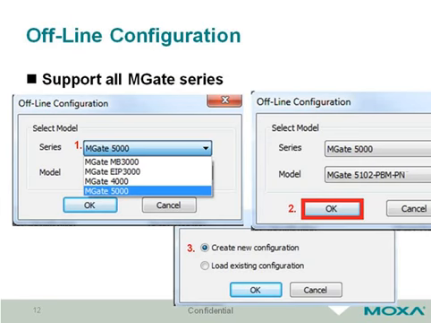Under offline configuration, the user needs to select the model he would like to configure and click OK. Users can choose Create New Configuration or Load Existing Configuration to edit configurations. Create New Configuration can set parameters without a device. Once the user gets the device, he can import it into MGate without setting again. If the user would like to check the MGate settings but has no device at hand, we can use Load Existing Configuration to load the settings. It's very convenient, isn't it?